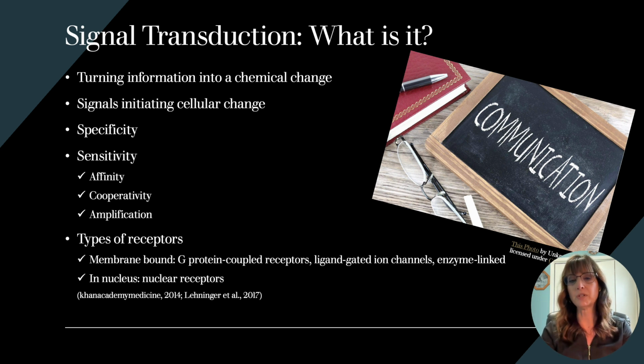Now, once this receptor or enzyme is activated by a molecule, it triggers the activation of another enzyme, which affects another enzyme, and so on. This is known as an enzyme cascade and greatly amplifies the message, thus amplification. Signal transduction occurs through 4 types of receptors: G protein coupled receptors, ligand-gated ion channels, and enzyme-linked receptors in the cellular membrane. We also find nuclear receptors in the nucleus.